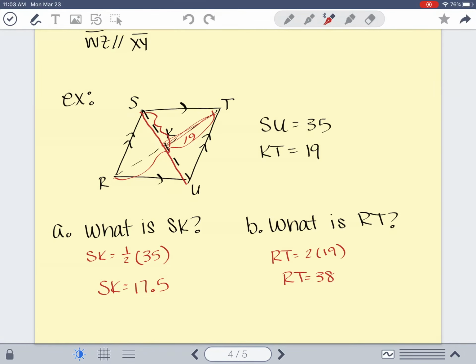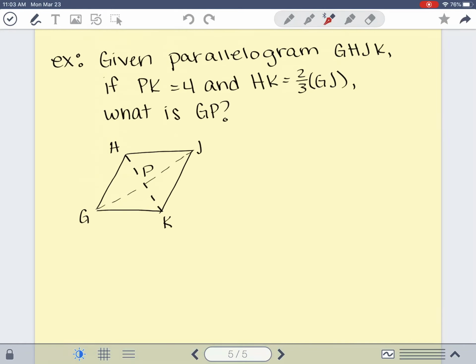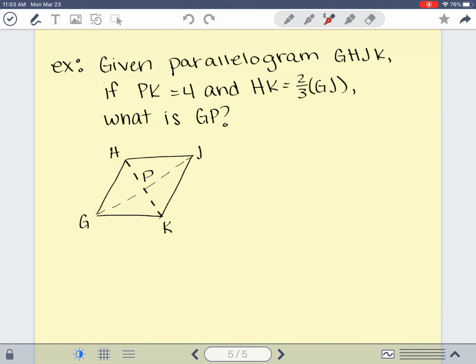All right, so far, so good. Hopefully this is pretty basic for you so far. We're going to go into our last page, and it looks like this is our last example. All right, so given parallelogram GHJK, if PK is 4, so if this is 4, and HK, so this whole piece is 2/3 of GJ, what is GP? All right, this is a lot.